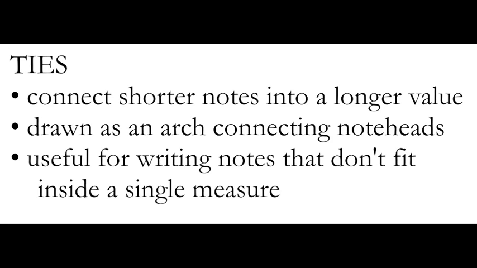Another bonus topic that we can use when we notate rhythm is the tie. Ties are used to connect shorter notes into a single longer value. They're like glue that connects multiple notes together. When we're notating a tie, we draw it as an arch that connects different note heads of different notes. Ties are especially useful for writing notes that don't fit inside a single measure. If we have something that is too long to fit into a measure, then a tie can connect different notes in different measures to write it. Let's look at some examples.